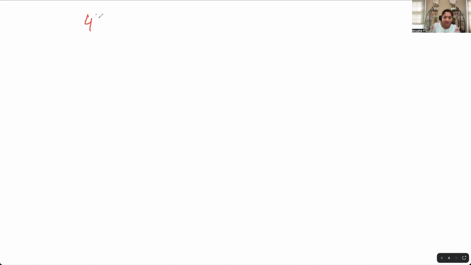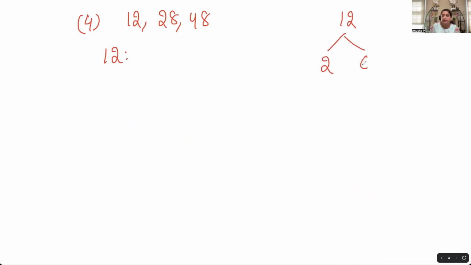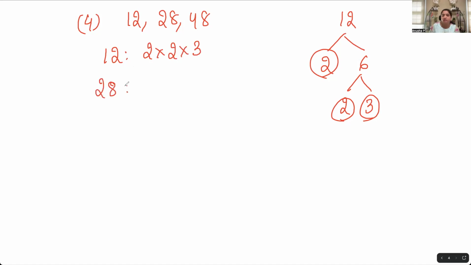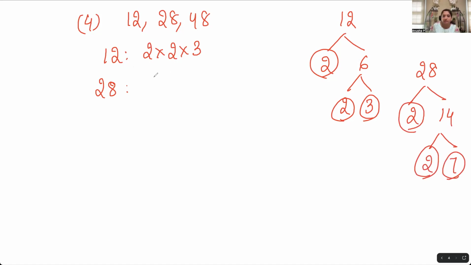Coming to the last example, 12, 28 and 48. What is the prime factorization for 12? 2 and 6. 6 again, we can write it as 2 and 3. So 2 times 2 times 3. If you have any doubt in prime factorization, you can watch my previous video related to prime factorization. Okay. Now 28. 28 is nothing but 2 times 14, and 14 is 2 times 7. 2 times 2 times 7.